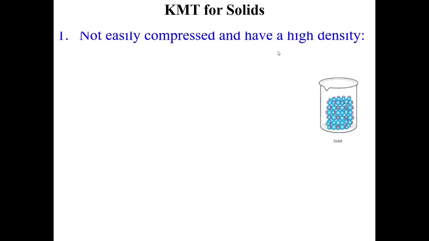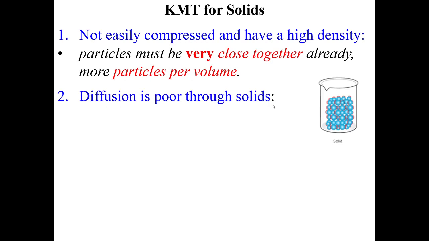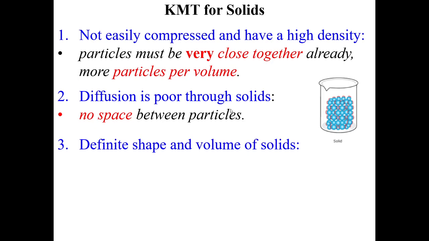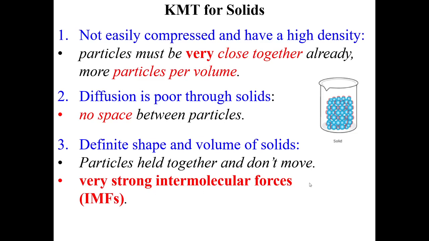All right, KMT for solids. So solids are not easily compressed, have high density, right? These particles are packed together really tightly. So they're very close together already, and they have more particles per volume than gas and liquid. Diffusion is really poor through solids, and this is, again, because there's no space between those particles for things to diffuse into. It's just too tight. Solids have a definite shape and volume, and that's because, again, these particles are held together and don't move. So they have very, very strong intermolecular forces holding those together.